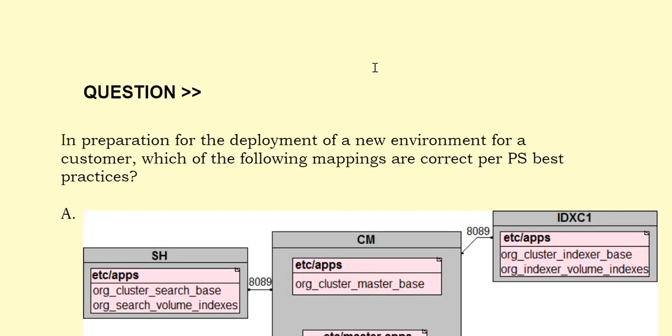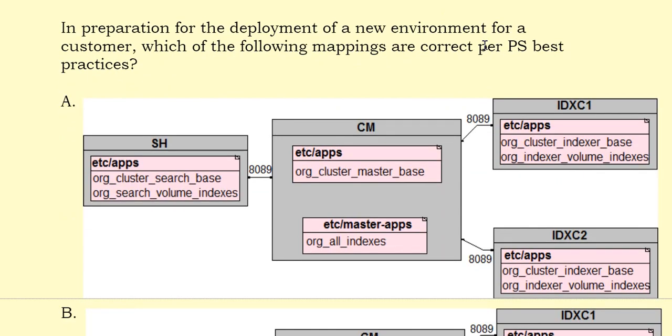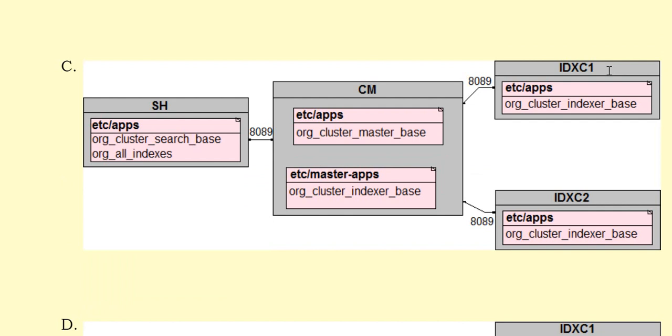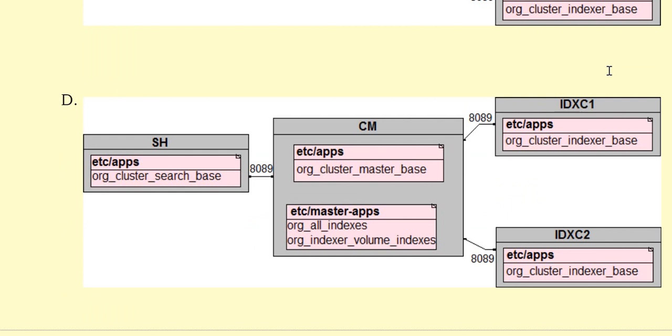In preparation for the deployment of a new environment for a customer, which of the following mappings are correct per PS best practices? Please have a look at the options. This is option A. This is option B. This is option C. This is option D. The correct answer is option B.